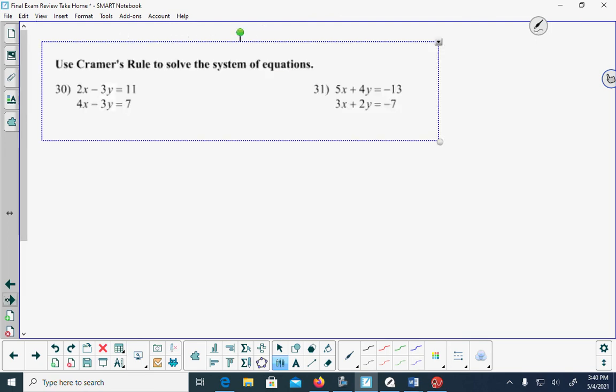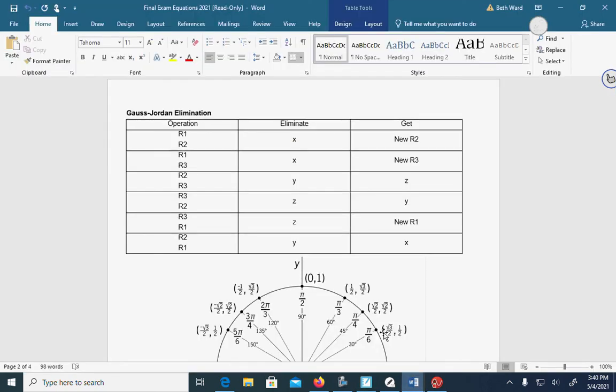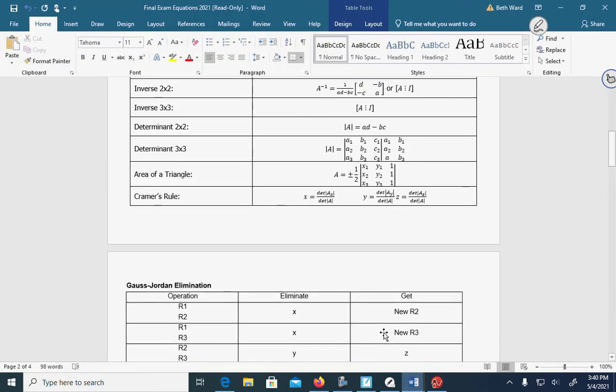Cramer's rule. Remember Cramer's rule is on your formula sheet. Please tell me it's on the sheet. It says the determinant of A. I don't know if you know what that means, but this is what it means.